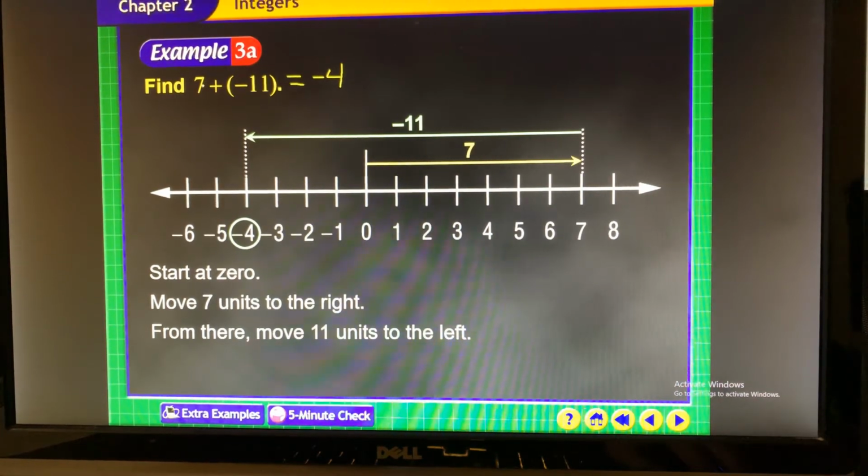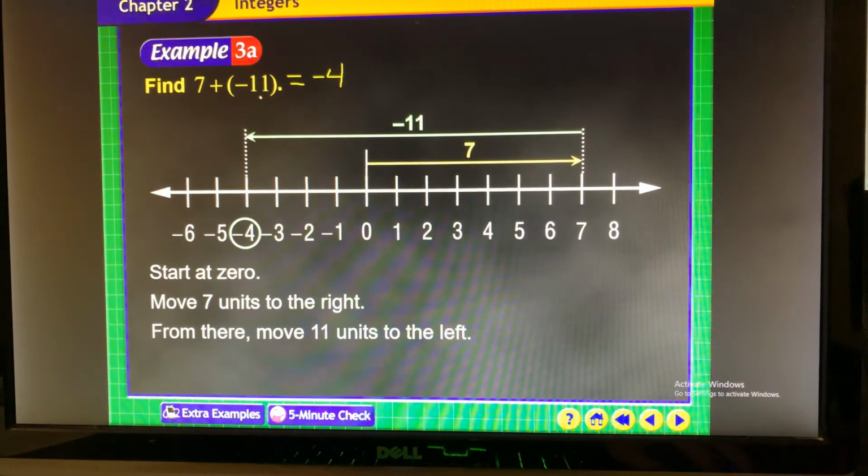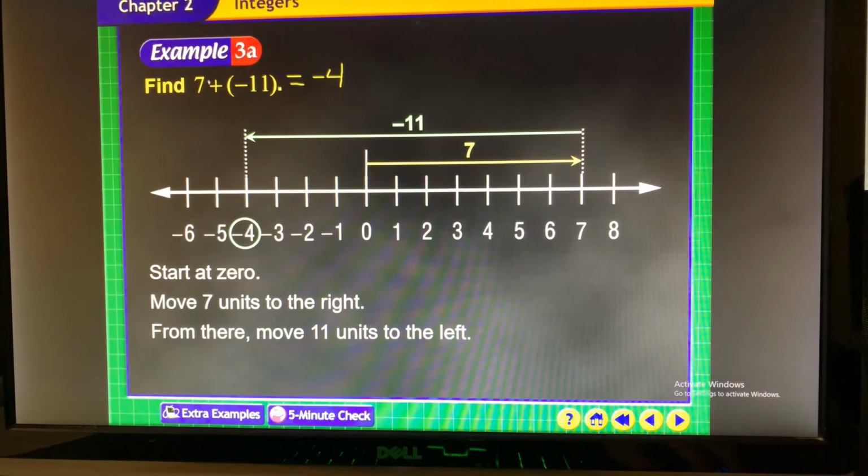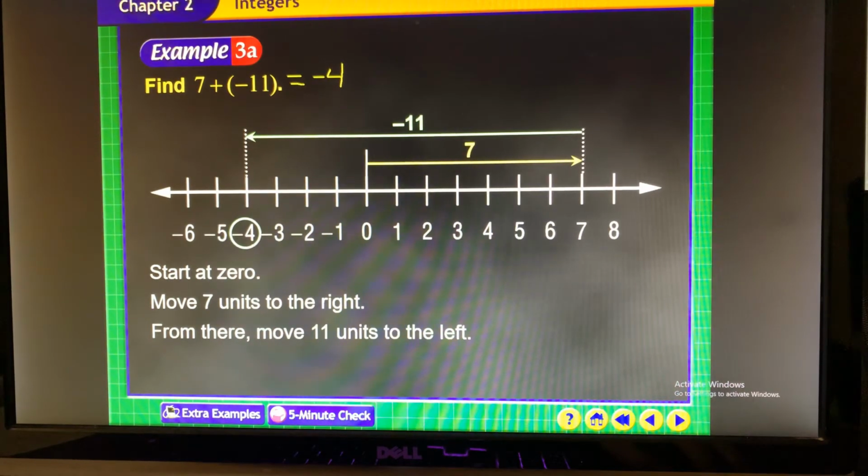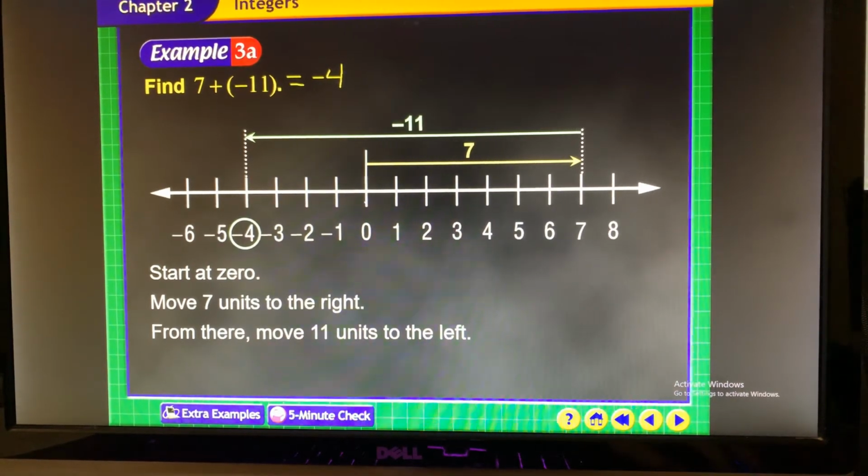I think of it as, remember, commutative property, it doesn't matter which way you add these. You had $7, you spent $11. That means you're going to owe somebody $4, okay? So think of it that way. Or think about a temperature. It went up 7 degrees and then all of a sudden it dropped 11 degrees. That means it's really cold out because you dropped further than you went up. And remember, you always start at 0.